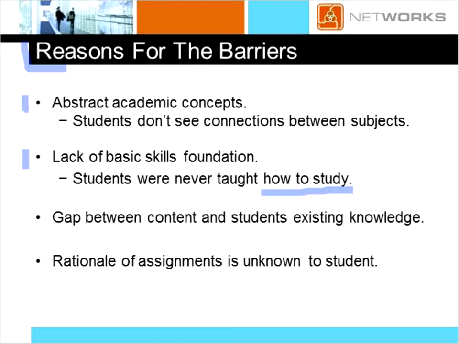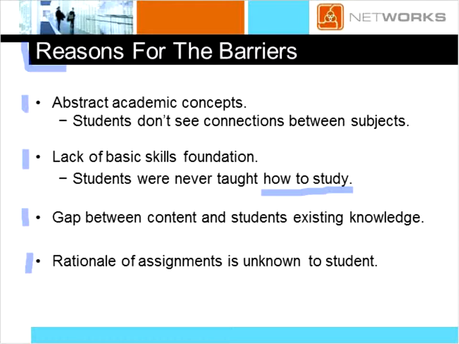Also, students are never taught how to study. They're given lots of assignments, but oftentimes they're not given instruction on how to do the assignment in academic study skills. There's also sometimes a gap between content and students' existing knowledge. So they view what they're learning as something academic and not related to what they know. They don't have a schema to build on. And also sometimes the rationale of assignments is unknown to students. They might not know why they're doing what they're doing.